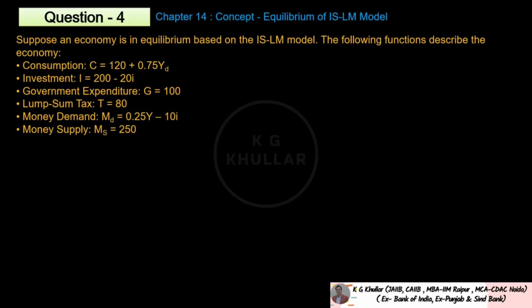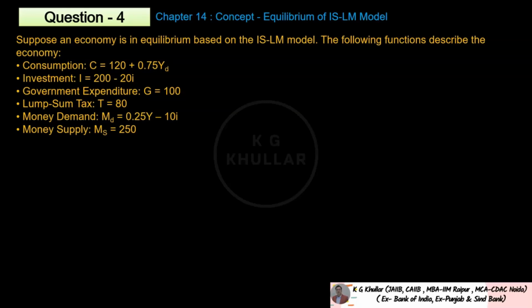Suppose an economy is in equilibrium based on the ISLM model. The following functions describe the economy. The consumption function is given as C equals 120 plus 0.75 YD. The investment function is given as I equals 200 minus 20i. Government expenditure is given as G equals 100. The lump sum tax is given as T equals 80.